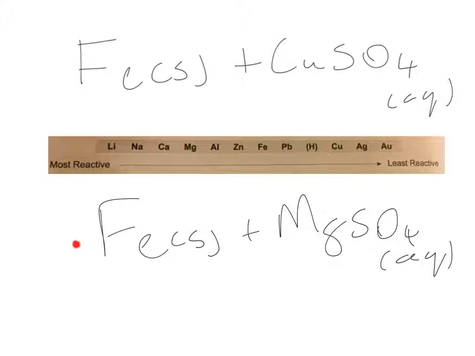Okay, so now we have iron solid reacting with MgSO4. So now we go back to our activity series of the metals. So the iron is here and Mg is here. So Mg is more reactive than iron. So there will be no displacement reaction happening. So there will be no reactions at all.